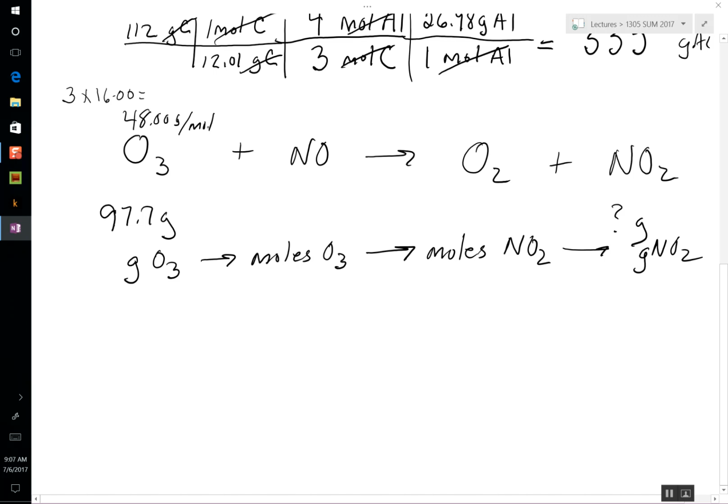What's the molar mass of NO2? NO2 molar mass? 46.01. All right, so there you got your molar masses right there. So we got 97.7 grams of ozone. And there's 1 mole of ozone is 48 grams.